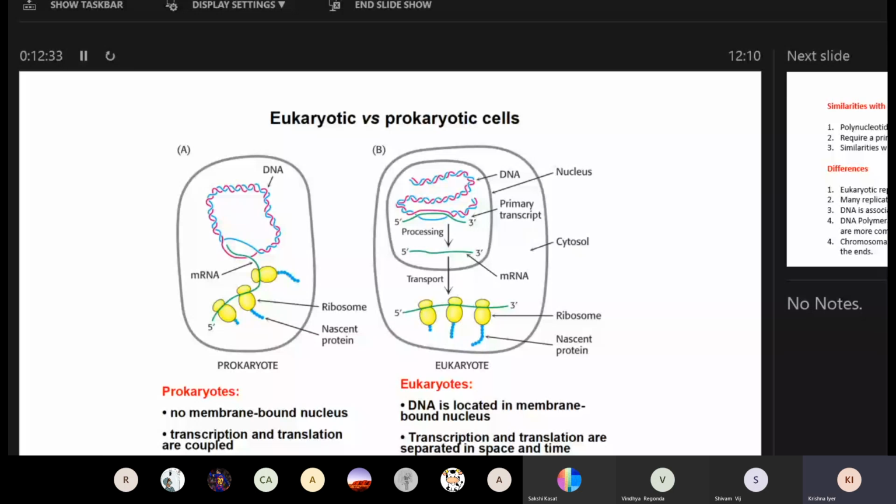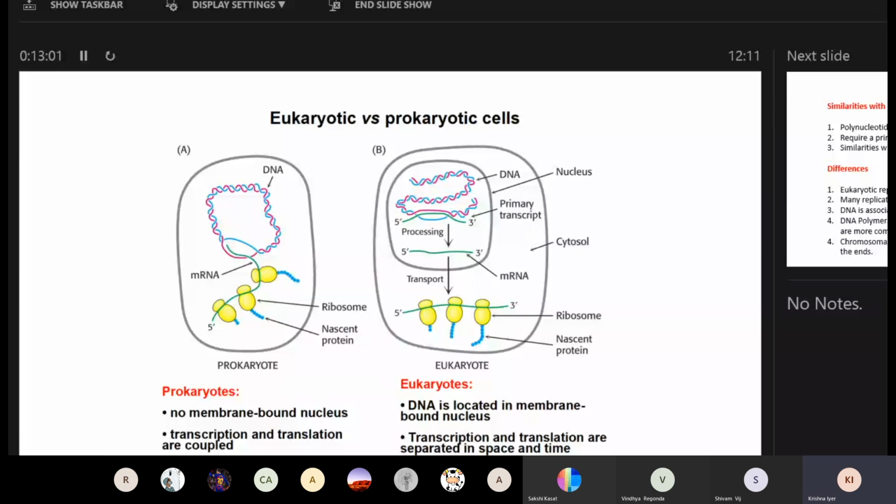Anyway, that was going ahead. But what I wanted to tell you is that in one case, your DNA is present in the cytosol itself, and in the other case, the DNA is present inside the nucleus. So that is one big difference. What is the other big difference, if you think between, say, E. coli and you, other than the location of the DNA?